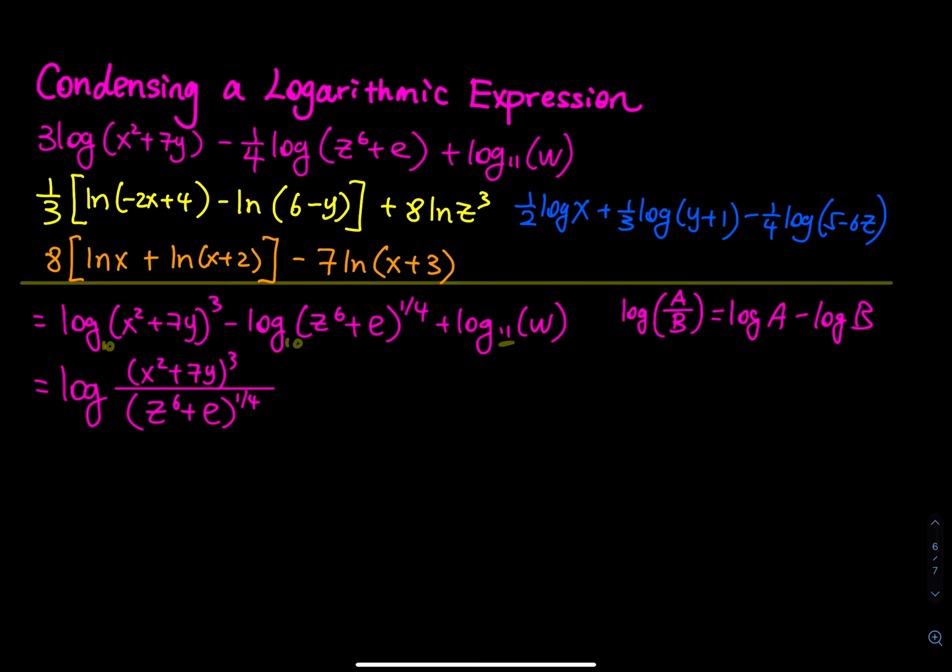You can either put this as a 1/4 or you can do the 4th root. I think when you do homeworks online, they prefer to use radical. So the 1/4 is the 4th root of z to the 6th plus e, which looks way more formal. And then the log base 11, unfortunately, there is nothing else that we can do. We have to leave it right here. So this is the final answer.